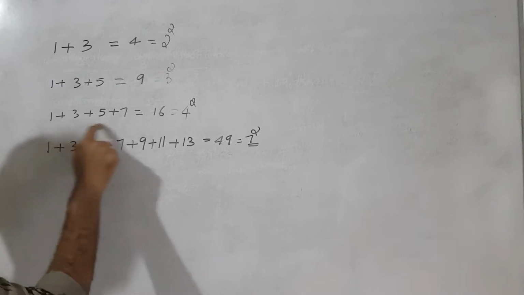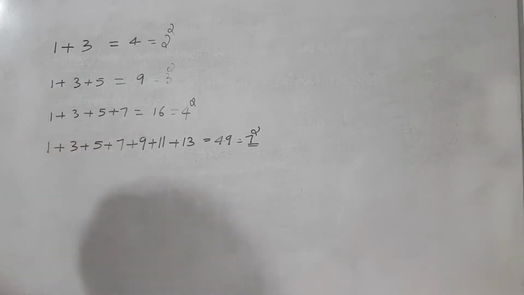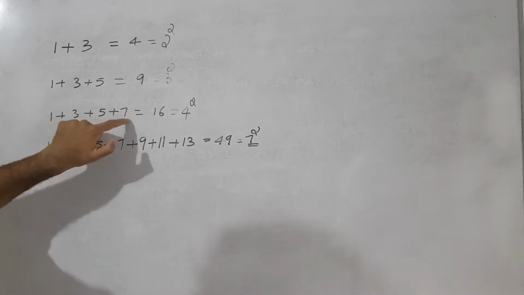Here, how many odd numbers do we use? We use 4 odd numbers.